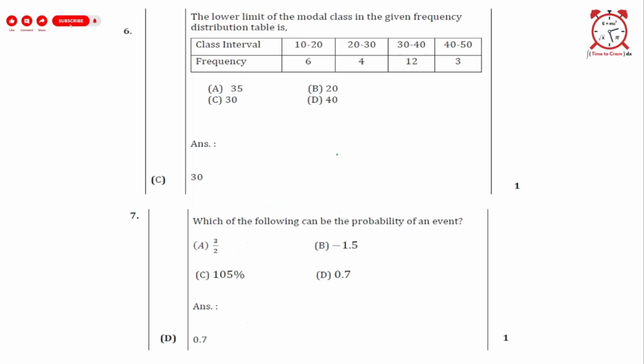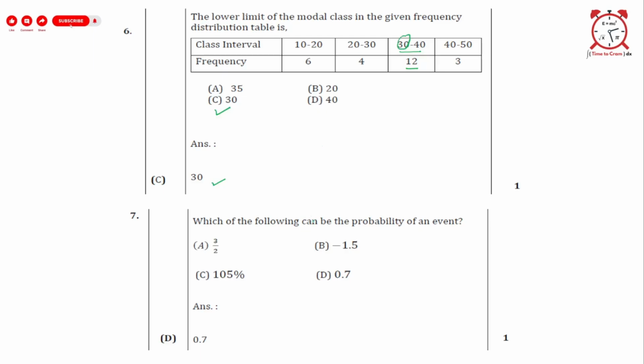Next question. The lower limit of the model class in the given frequency distribution is dash. Now, model class we know is by the highest frequency 12, and this is the model class and the lower limit is 30. So our answer is 30, option C.